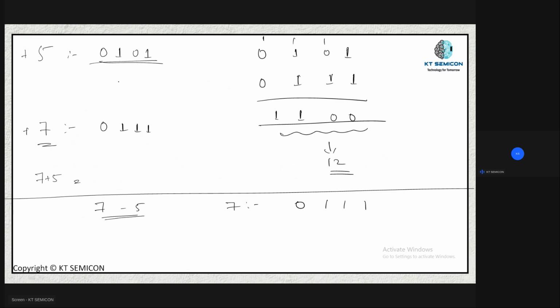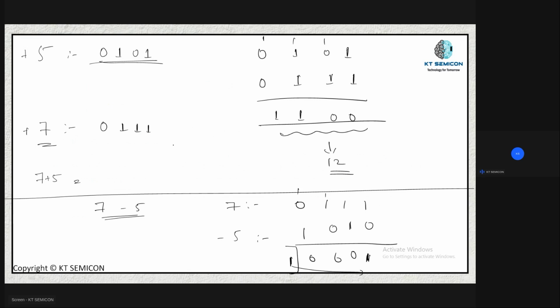Now, one's complement of this 5 is nothing but 1, 0, 1, 0. If I add these two numbers, what do I get? 1 plus 0 is 1, 1 plus 1 is 0 with a carry, and 1 plus 1 is 0 with a carry. I'm going to get a carry. Now, if I get a carry like this, what should I do?